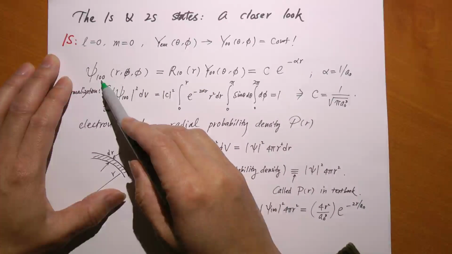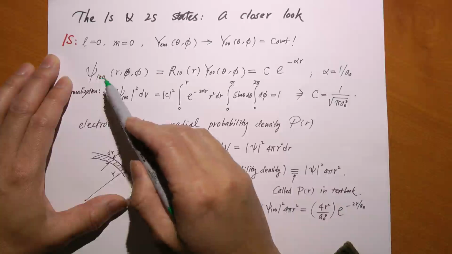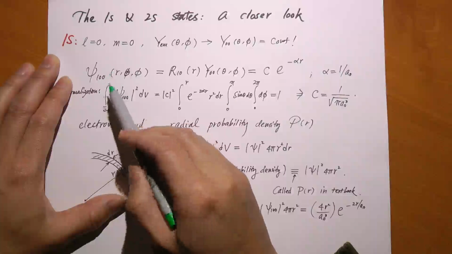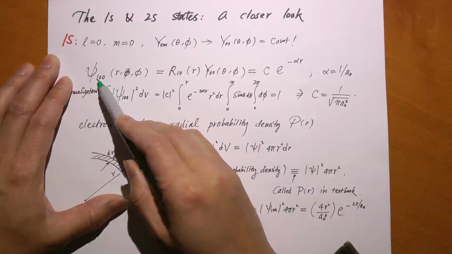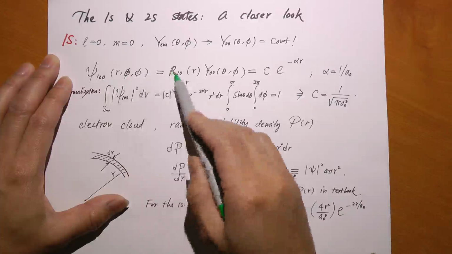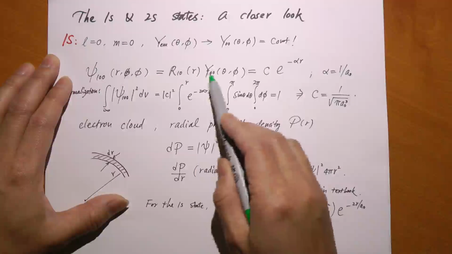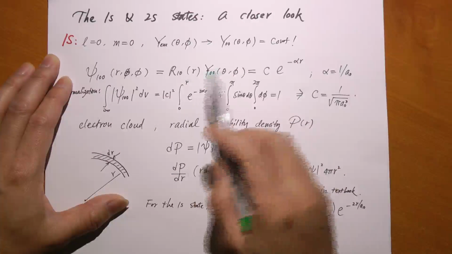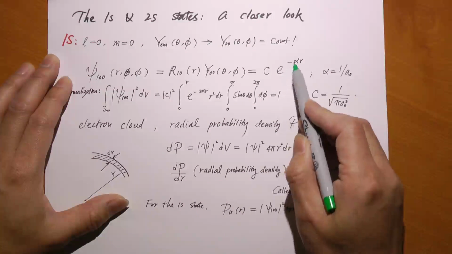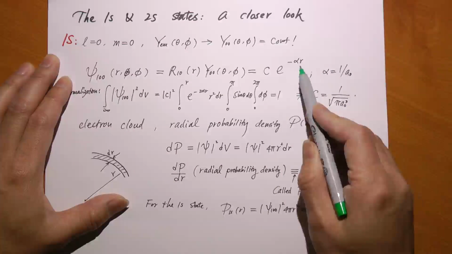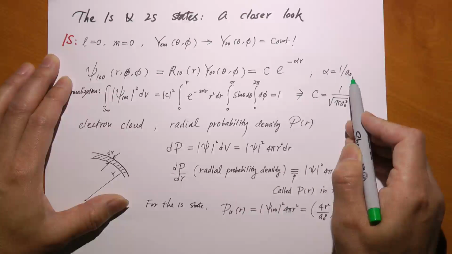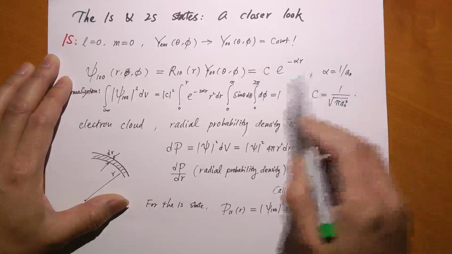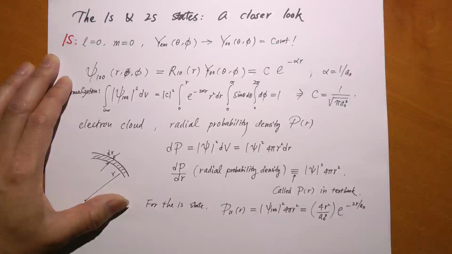And then what is the full wave function? The full wave function has three quantum numbers, n, l, and m, right? So it's 1, 0, 0. R10, that's the radial part, times Y00. Y00 again, it's just a constant. The R10, as we saw, is something like this, e to the negative alpha r. Alpha, in fact, is 1 over the Bohr radius. As we solve the Schrödinger equation for r, that's what we got.